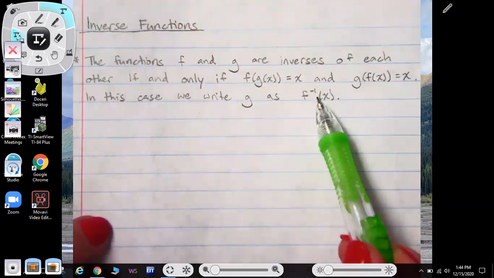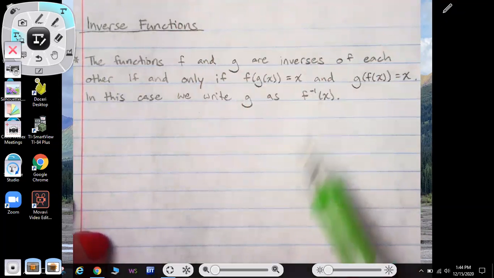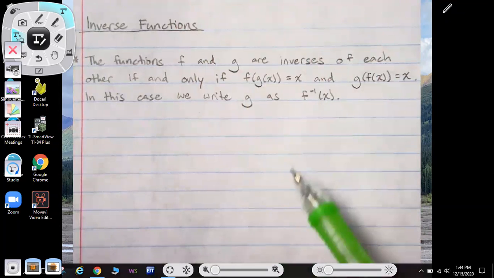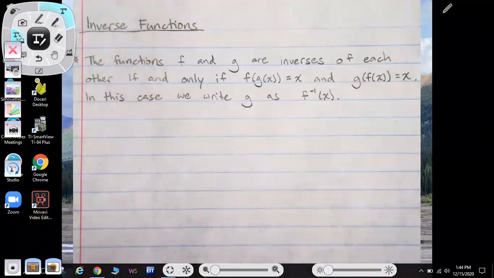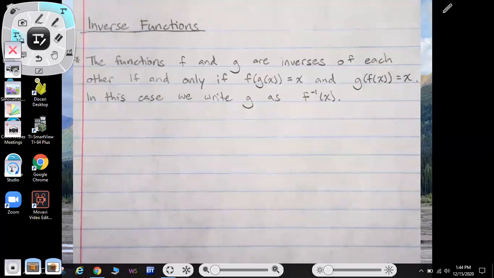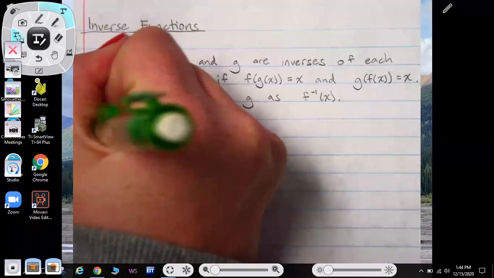This is inverse notation for a function. You write a -1 as if it's an exponent on the f. F inverse of x is how it's read. Okay, let's look at an example.